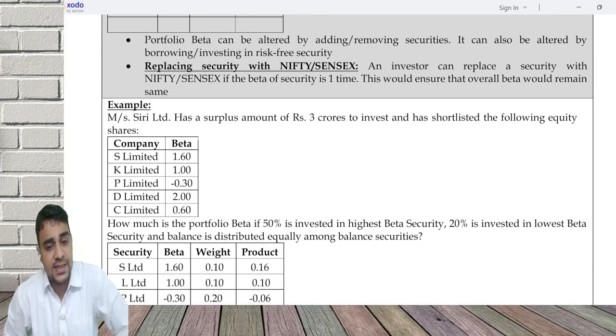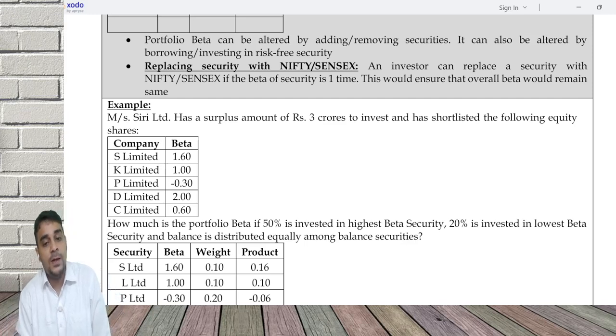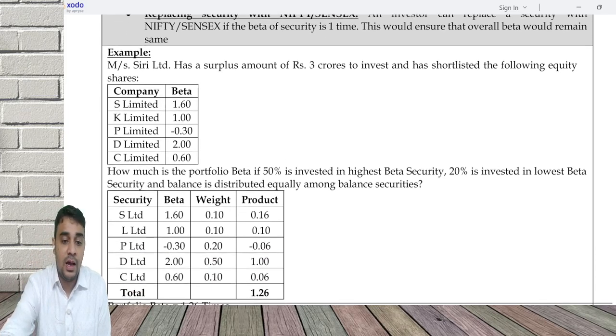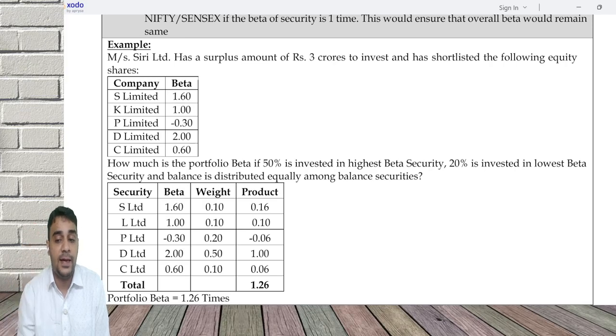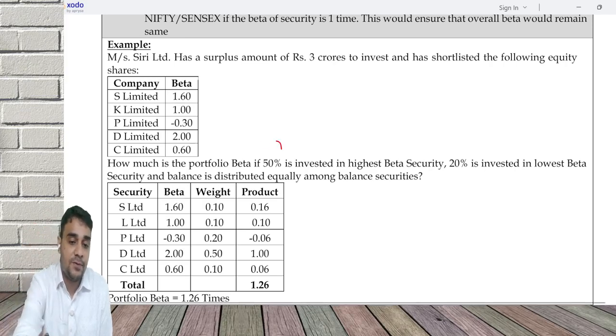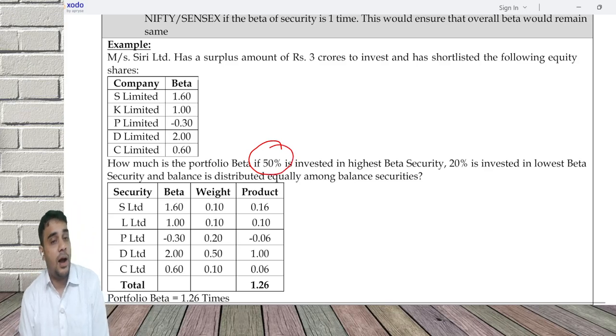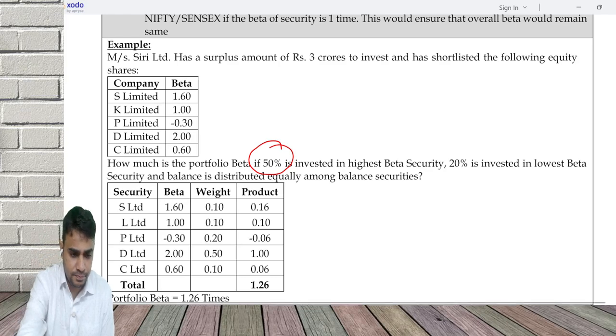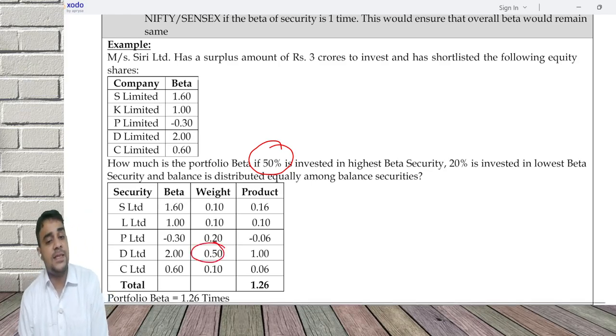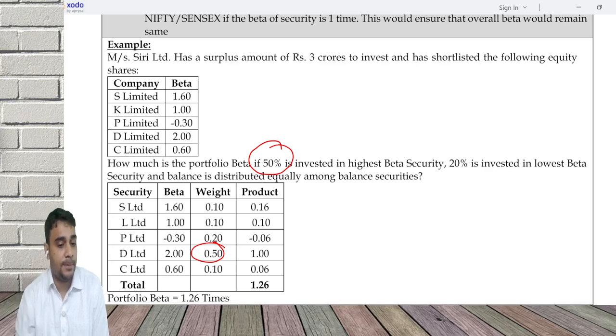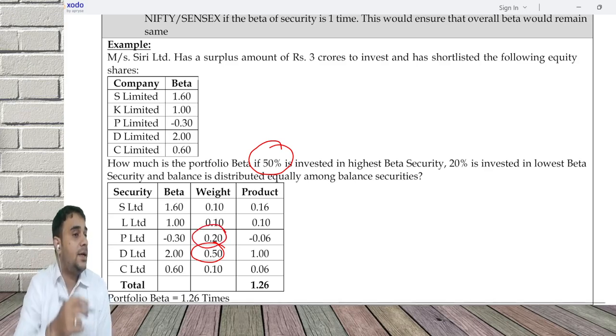Example: Mr. Siri has a surplus amount of 3 crores to invest and has shortlisted the following equity shares: S, K, P, D and C. The numbers are the same as the earlier example, because I just wanted to explain the concept. How much is the portfolio beta if 50% is invested in the highest beta? Which is the highest beta? 20% is invested in the lowest beta. Which is the lowest beta? And the balance is equally distributed.